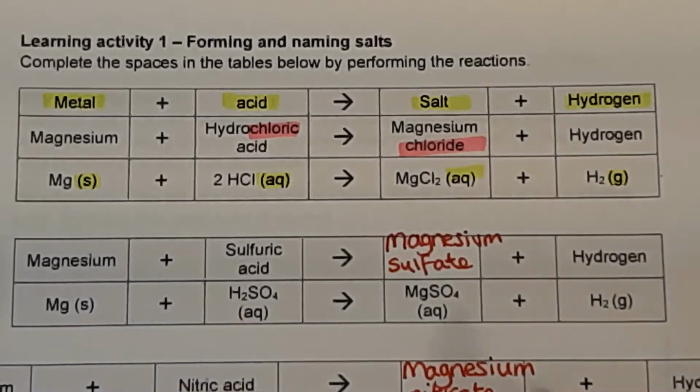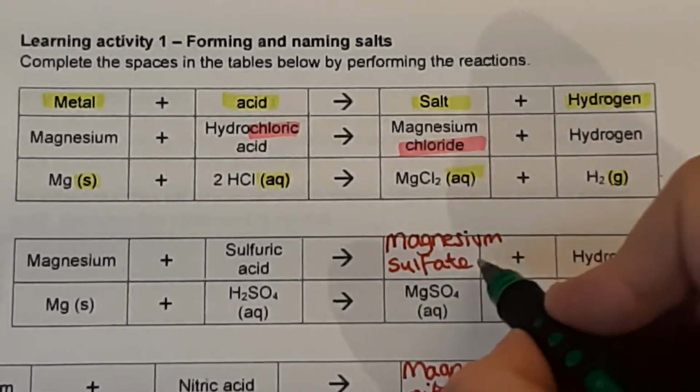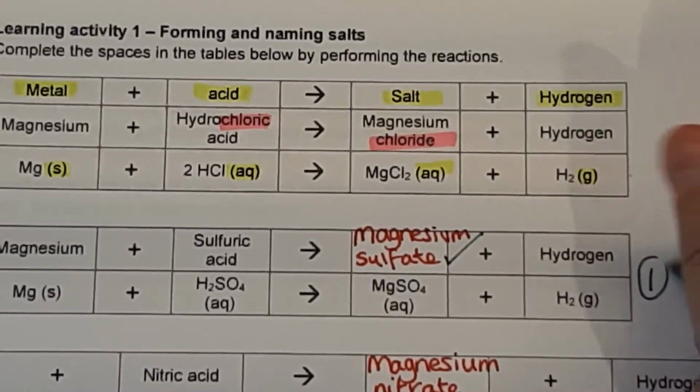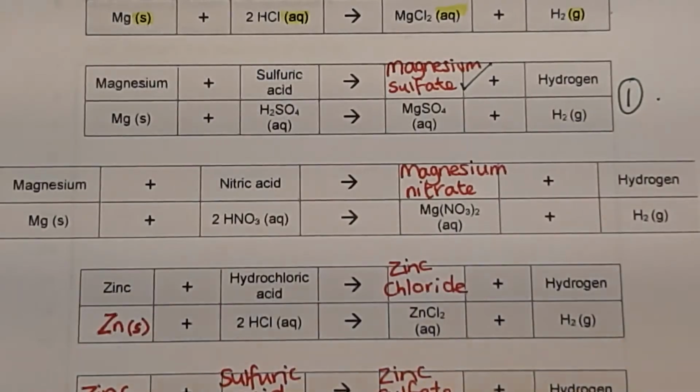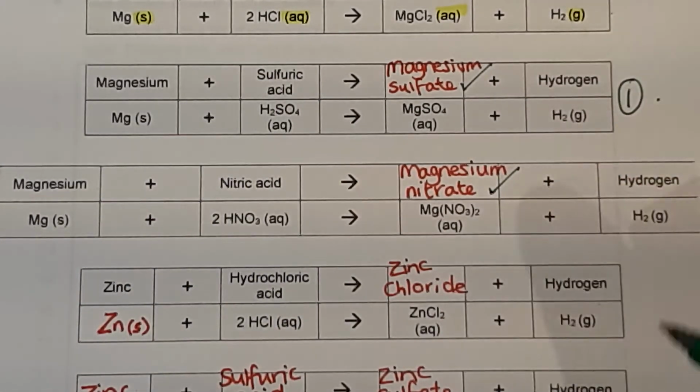So the first one was magnesium plus sulfuric acid, and that will create magnesium sulfate. So give yourself a tick if you got that correct, and that one is a mark out of 1. Then the next one is magnesium and nitric acid, which gives us magnesium nitrate. So this one is also just another mark, 1.